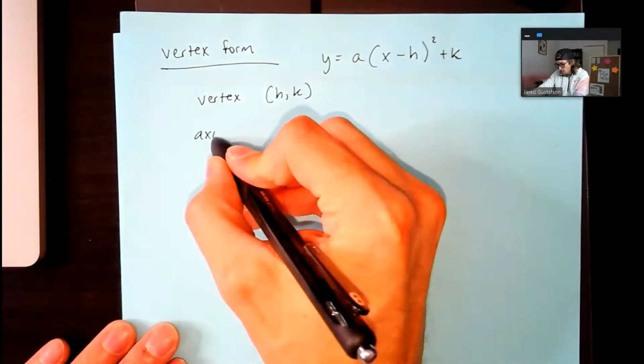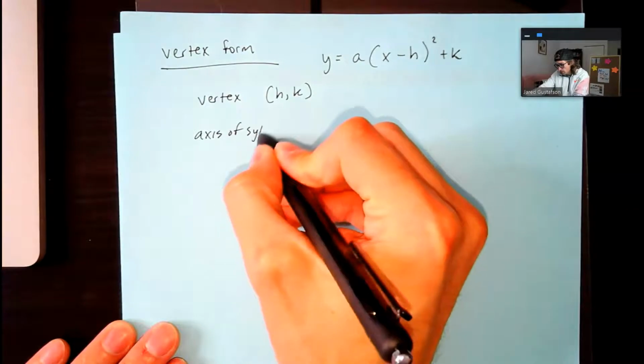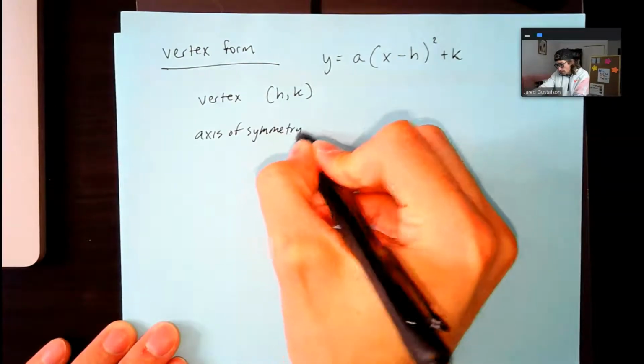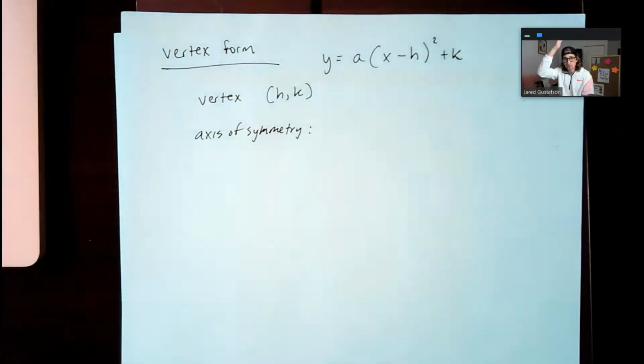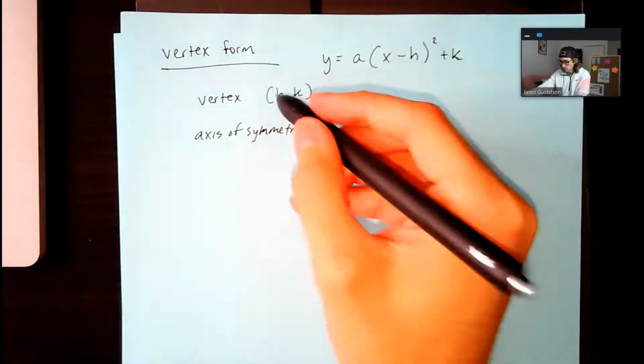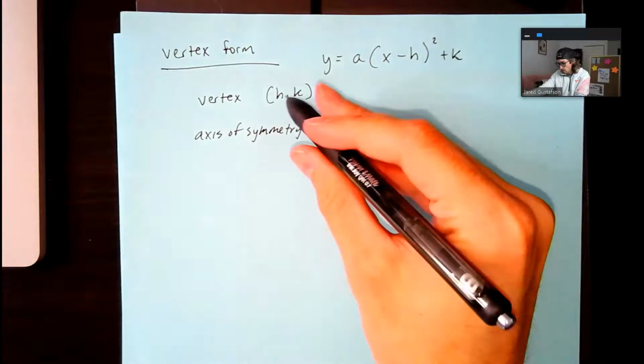The axis of symmetry in vertex form is nice to find. It's the vertical line that goes through the vertex. So we just need x equals, and the x coordinate of that point is h.